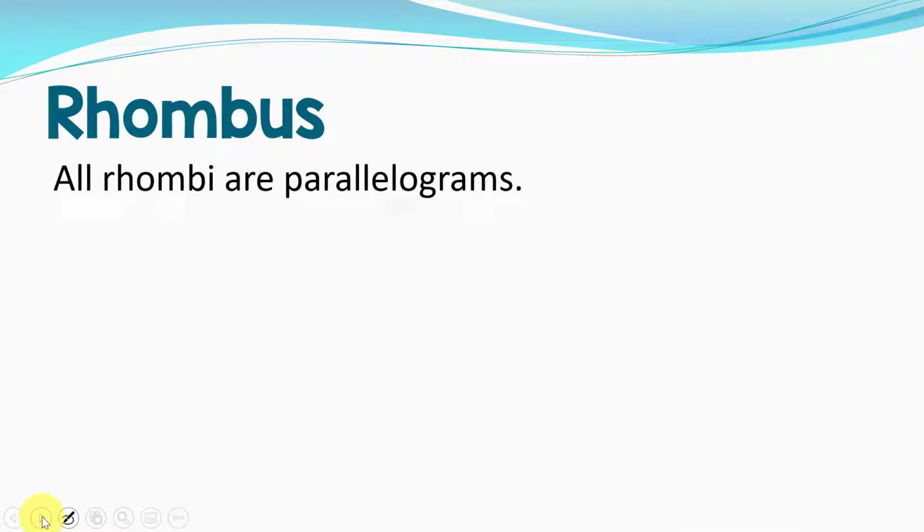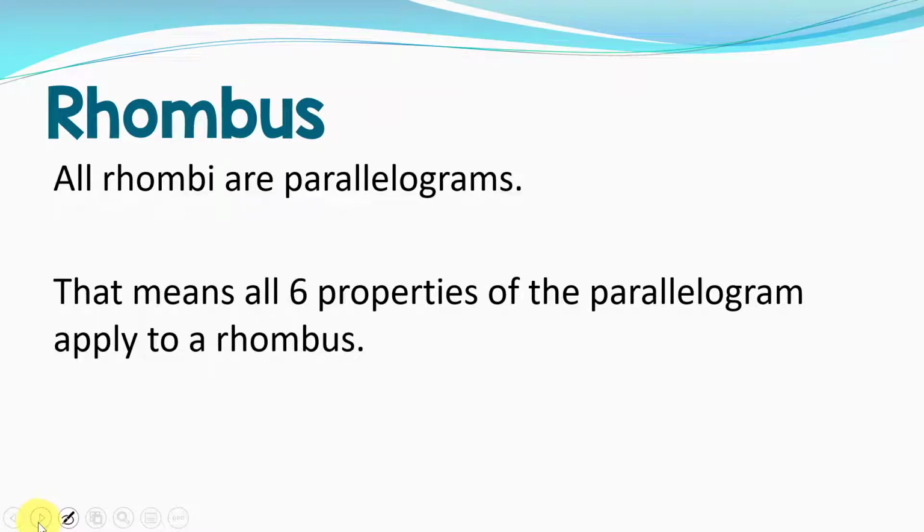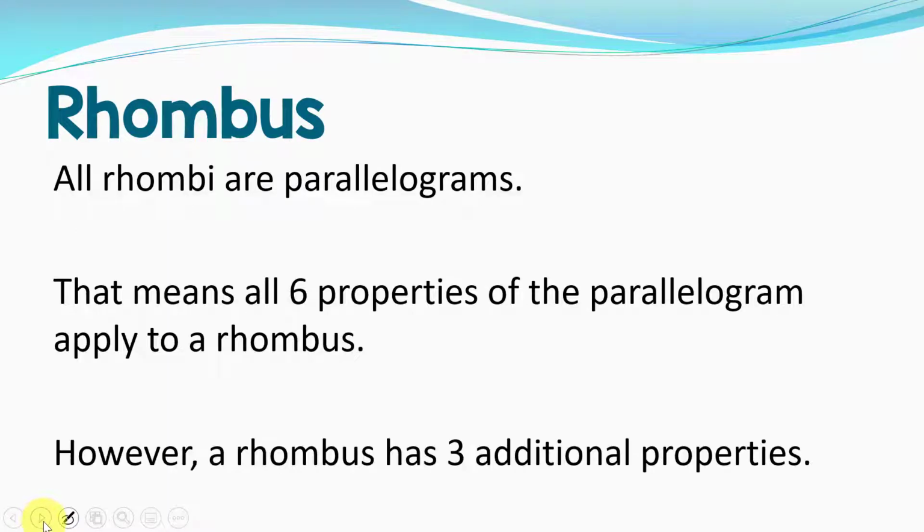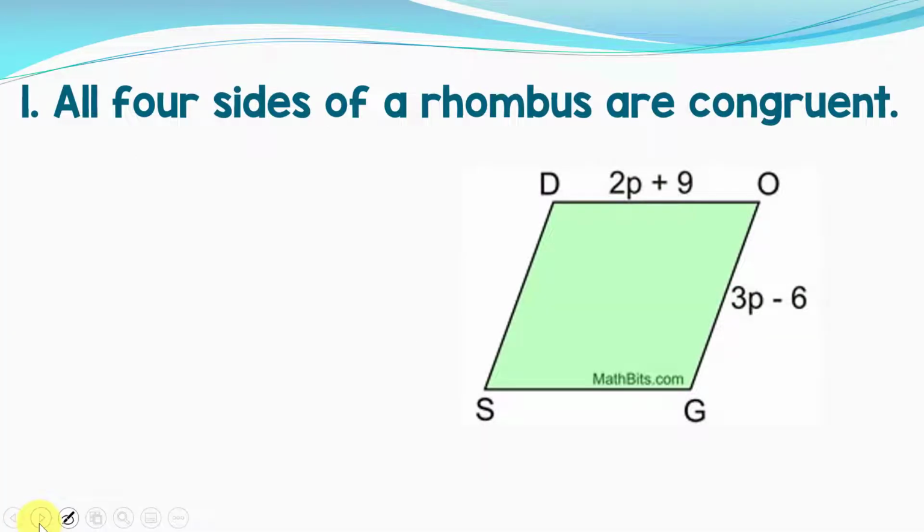All right, so a rhombus has all the properties of a parallelogram. It means it has those 6 properties, but it has 3 additional properties of its own. So let's take a look. Think of a rhombus like a parallelogram, but it's got 4 congruent sides. Or you could think of it like a square that's been tilted. All 4 sides are congruent. So instead of just being congruent across from each other, we know that all of them are congruent.